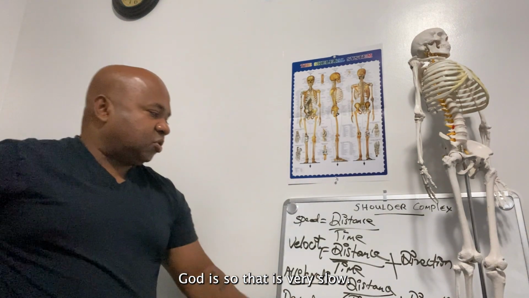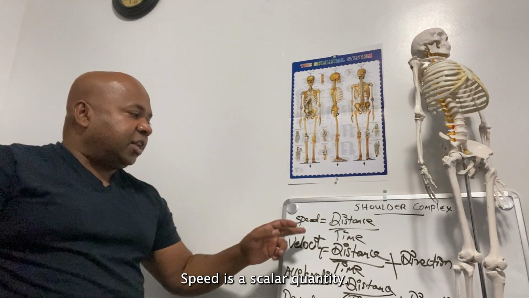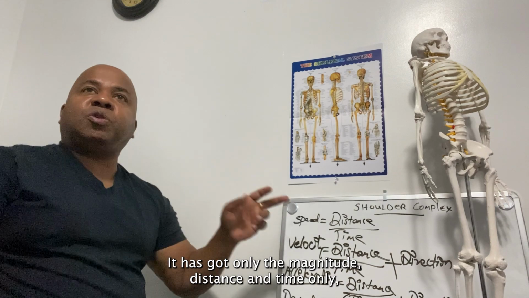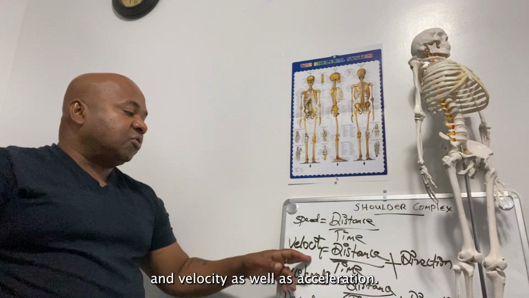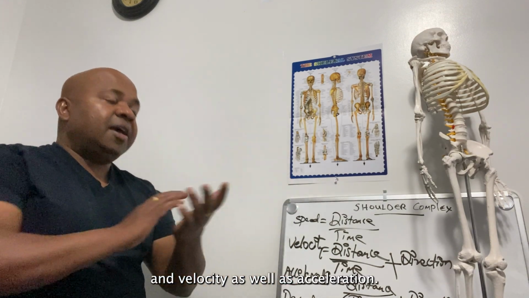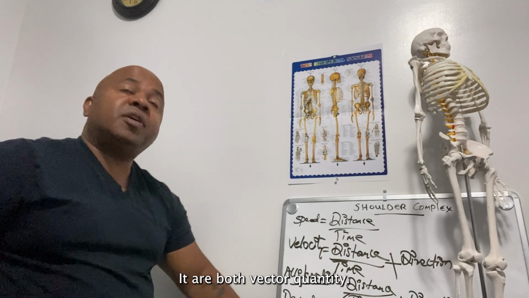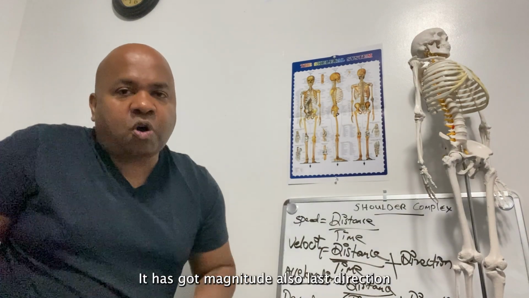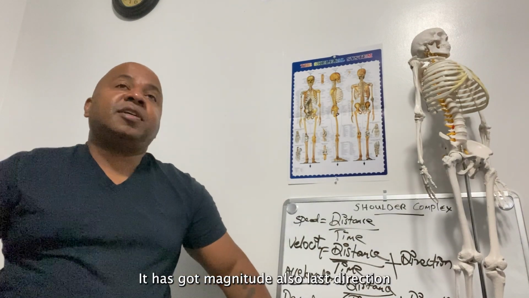So that's the difference. Speed is a scalar quantity. It has only the magnitude, distance and time only, and velocity as well as acceleration are both vector quantities. They have magnitude as well as direction.